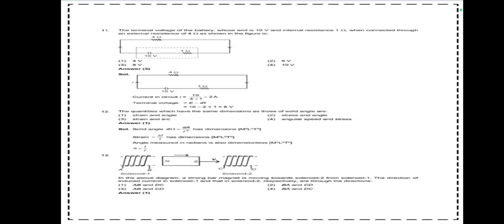Question number 12. The quantities which have the same dimensions as those of solid angle are. Answer is 1. Strain and angle. Question number 13. In the above diagram, the strong bar magnet is moving towards solenoid 2 from solenoid 1. The directions of the induced current in solenoid 1 and in solenoid 2 respectively are. Answer is 1. AB and DC.